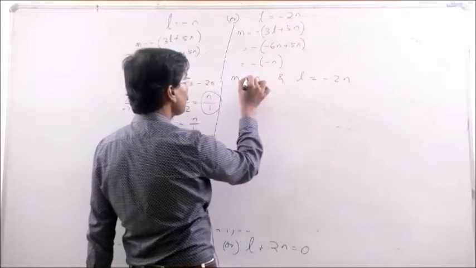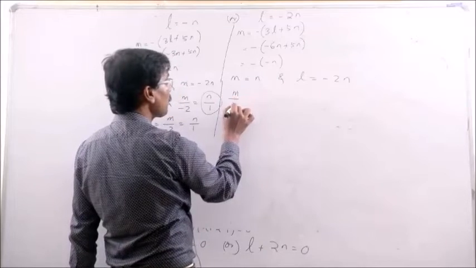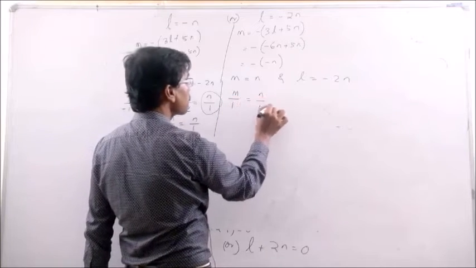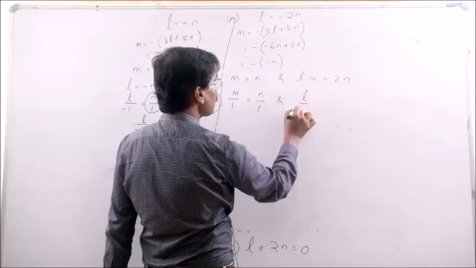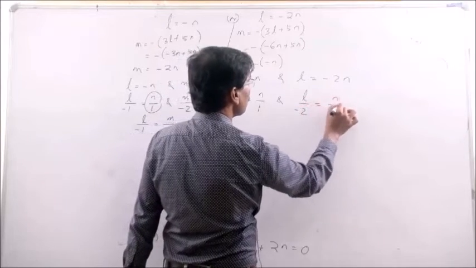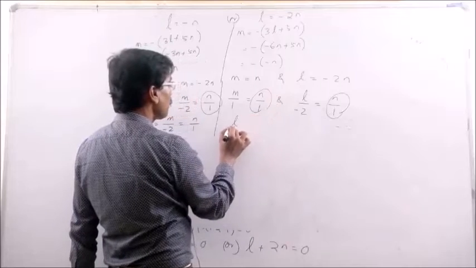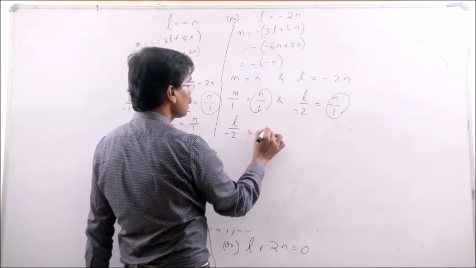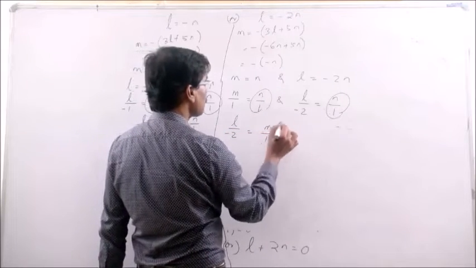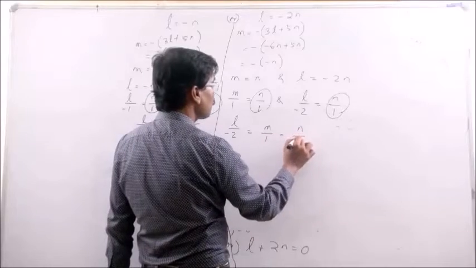Again by simplification, m by 1 is equal to n by 1 and l by minus 2 is equal to n by 1. So both sides n by 1 are equal. So l by minus 2 is equal to m by 1 is equal to n by 1.